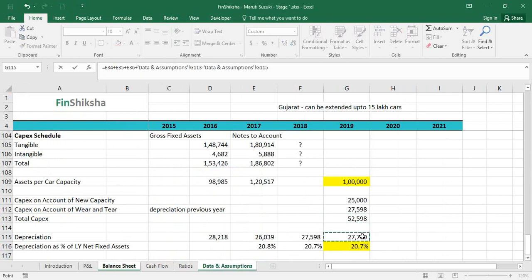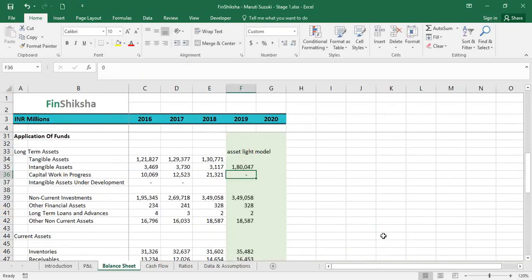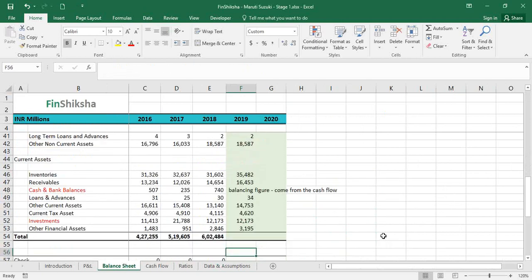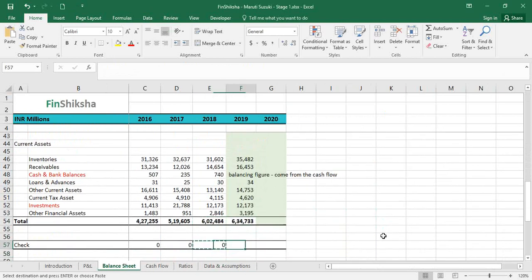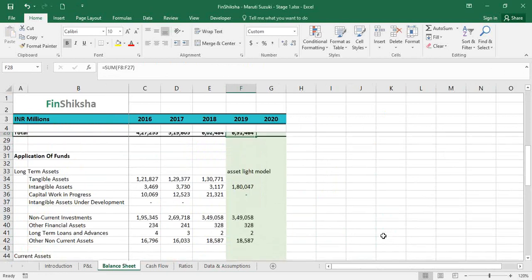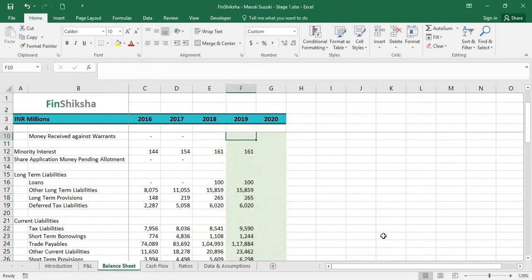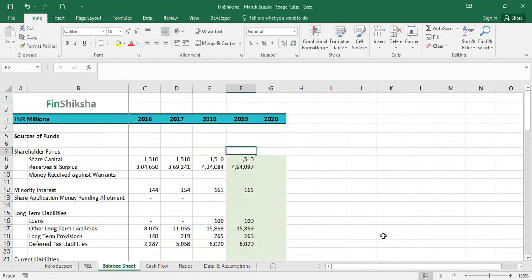minus the depreciation. Remember, you're looking at net fixed assets. So whatever is the depreciation for that year has to be knocked off. And that gives you the total number of long-term assets, right? Now we have long-term assets with us. We have most of the other data points with us. What we don't have is cash estimates. So I need to bring in the balancing figure from the cash flow and plug that number in and see whether my balance sheet balances or not.